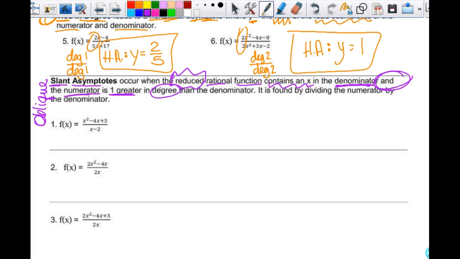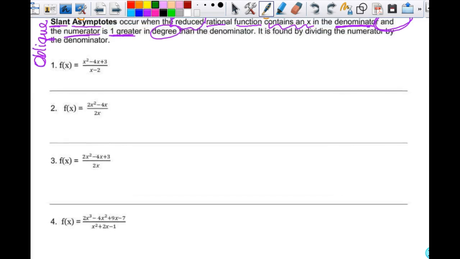When it's top heavy, what's happening with your horizontal asymptotes? There's none. If it's top heavy, there's none, right? So you can look at all these and say, yep, no horizontal asymptotes, because you're never going to have horizontal and slant at the same time. So no horizontal, but there could be a slant asymptote, and it does say reduced, so I have to actually figure out what all is going on here.